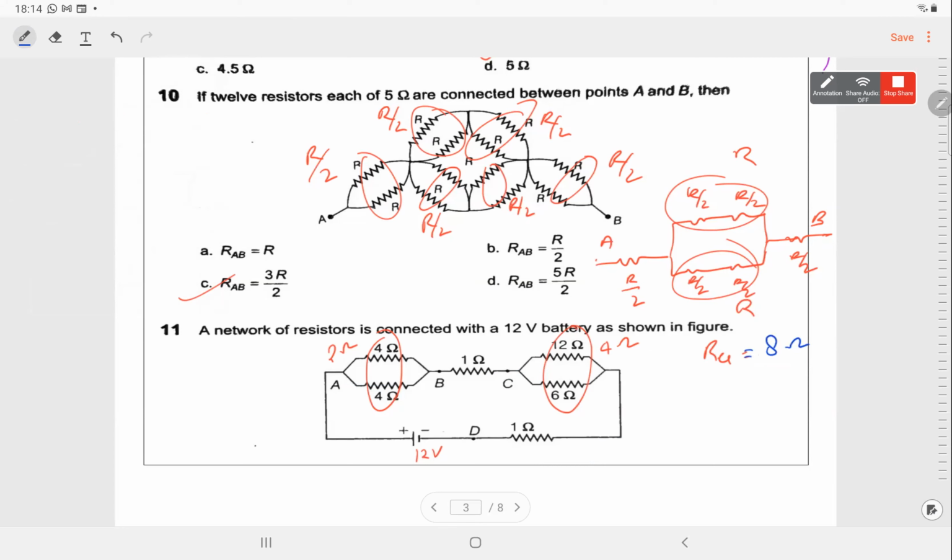Total equivalent resistance is 8 ohms, so we can find the current in this circuit, and from the current we can find the potential difference between points A and B. So I is equal to V by R equivalent, which is 12 by 8 ampere. तो जब A और B के बीच का potential निकालेंगे, it will be I into 2. B और C के बीच का निकालेंगे, it is I into 1. C और D के बीच में निकालेंगे तो 4 plus 1, 5. We have to use all these resistors. VAB is I into 2, VBC is I into 1, and VCD is I into 5.